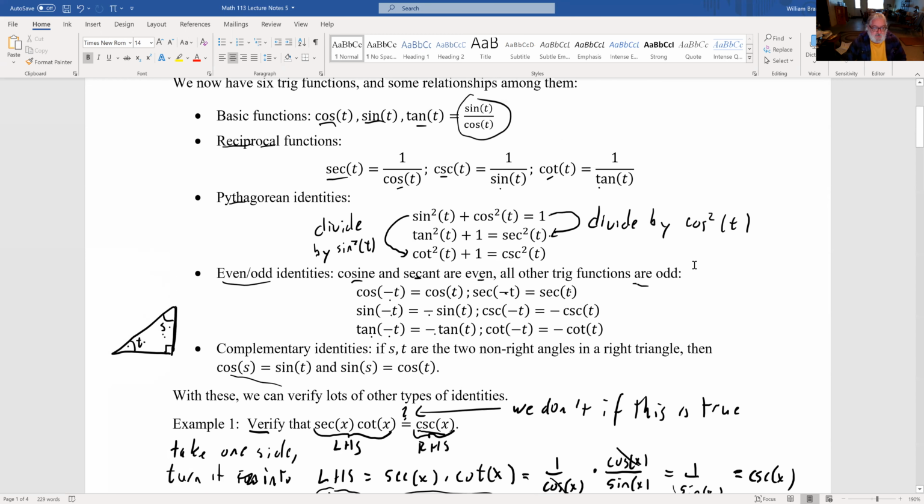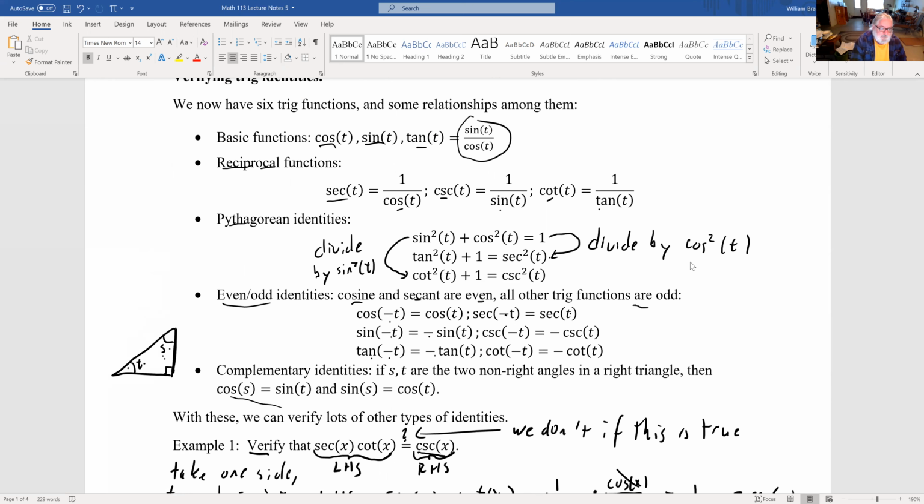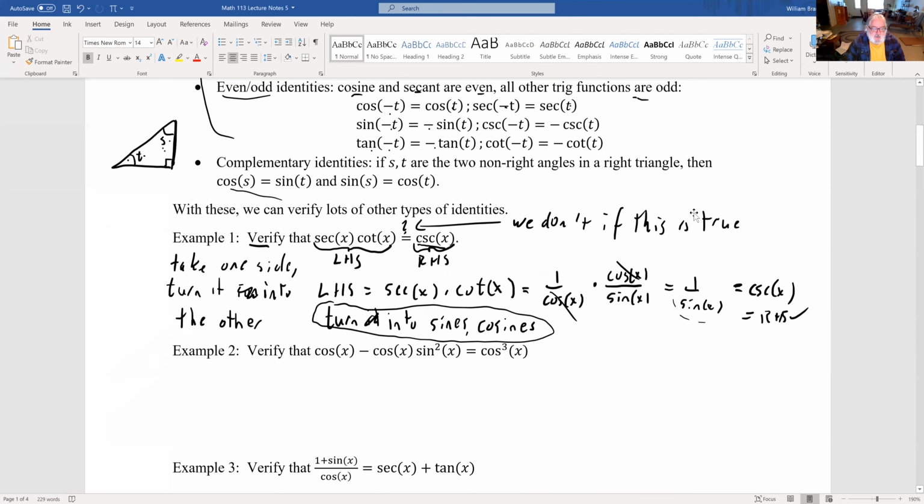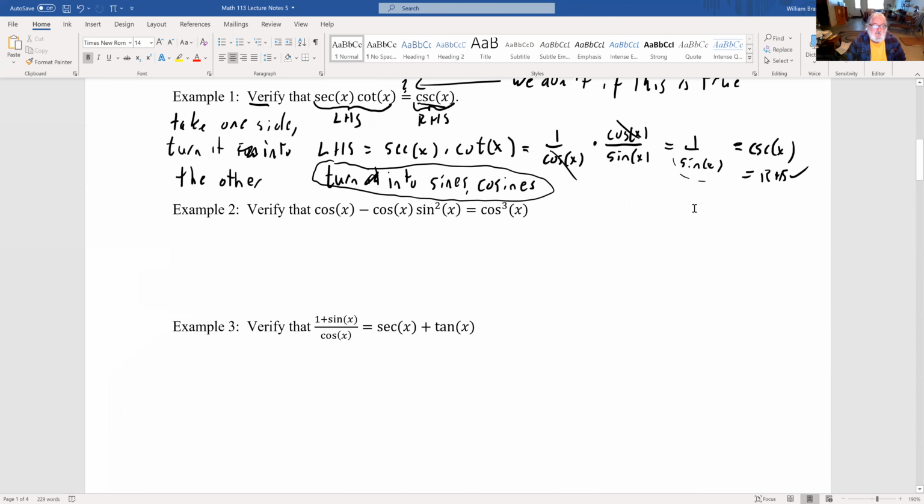So again, we're just using these identities to try and get relationships between other equations. These identities are the ones that we really want to be grounded on, so we want to be able to see them in action in a sense. So verify that cosine x minus cosine x times sine squared x equals cosine cubed x.